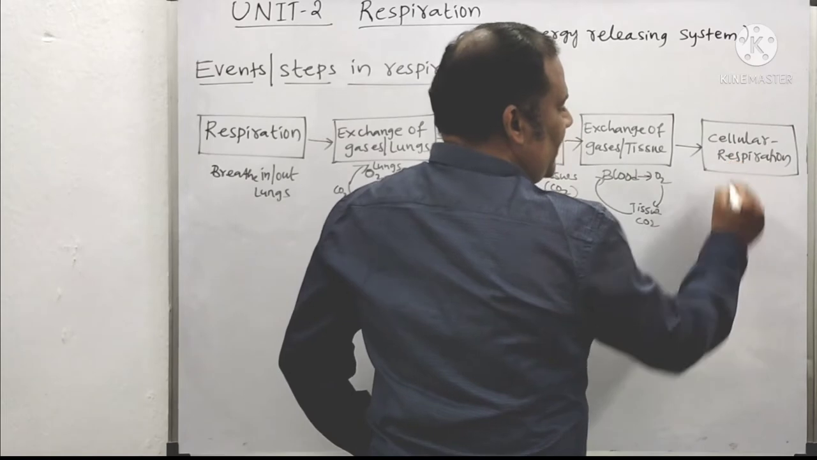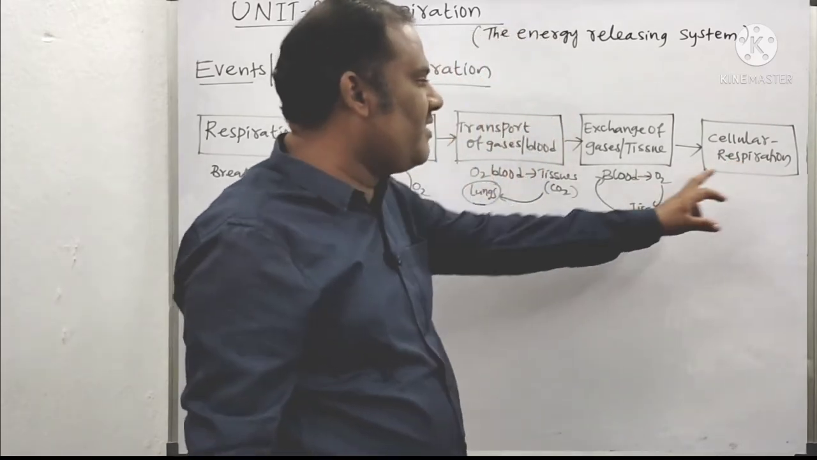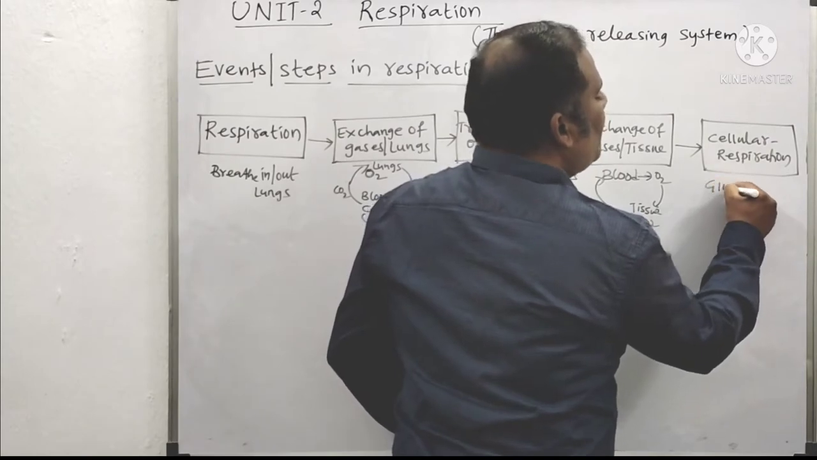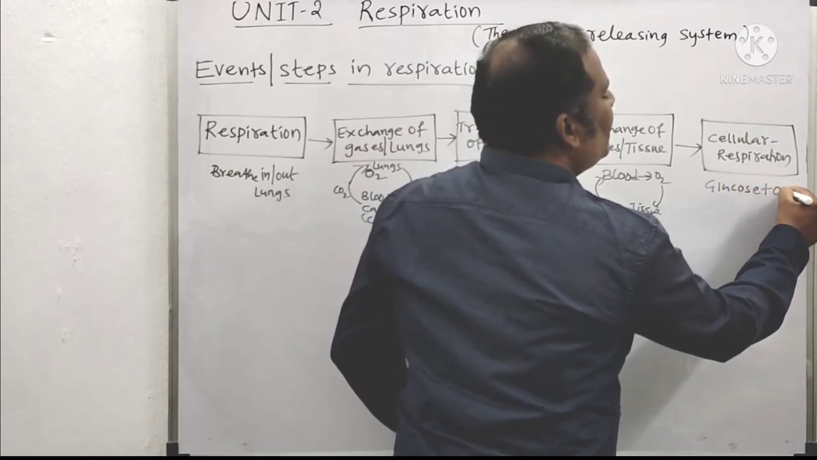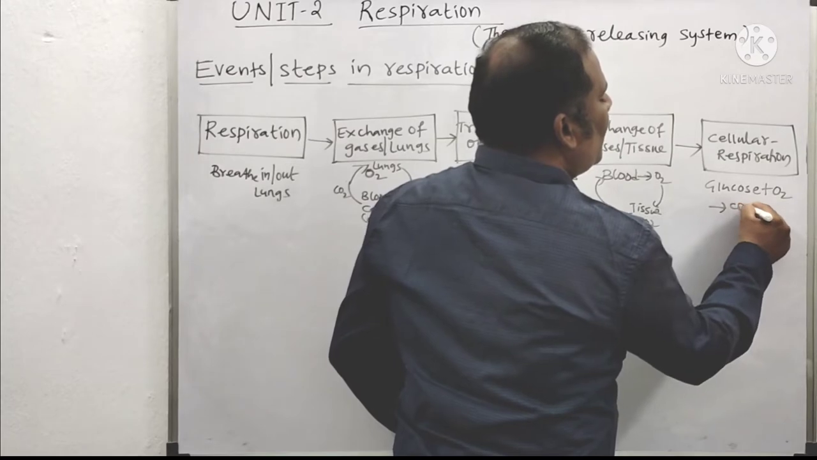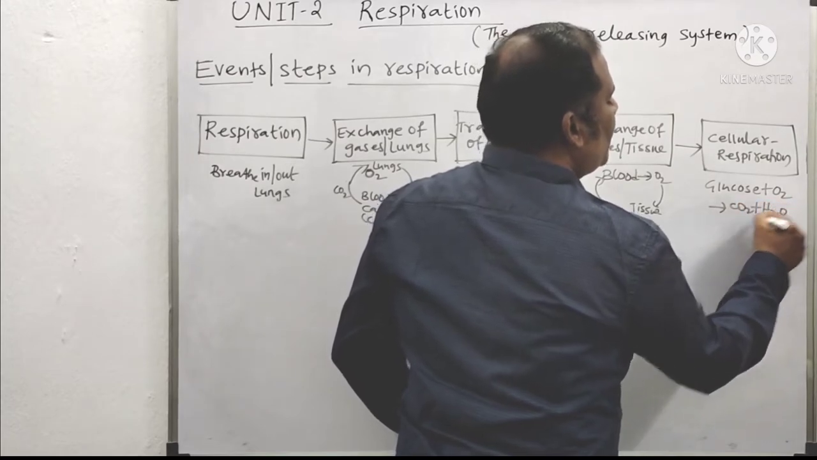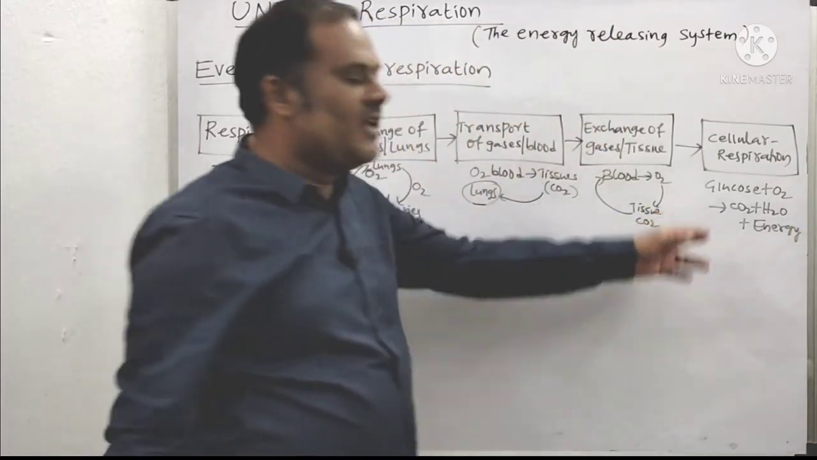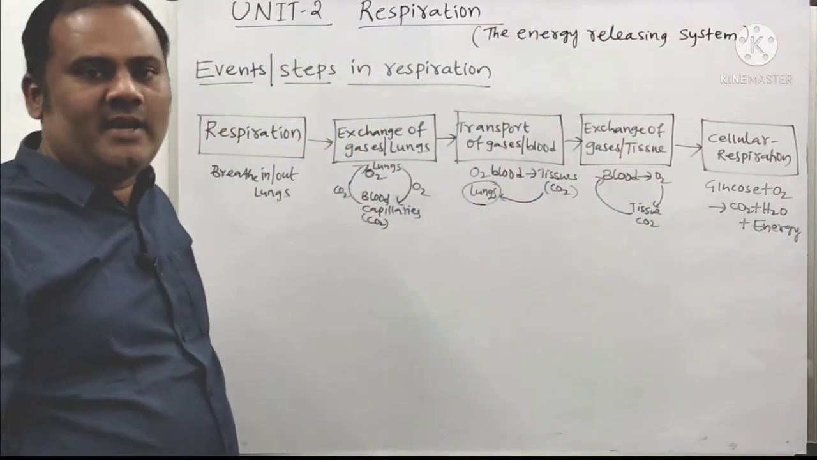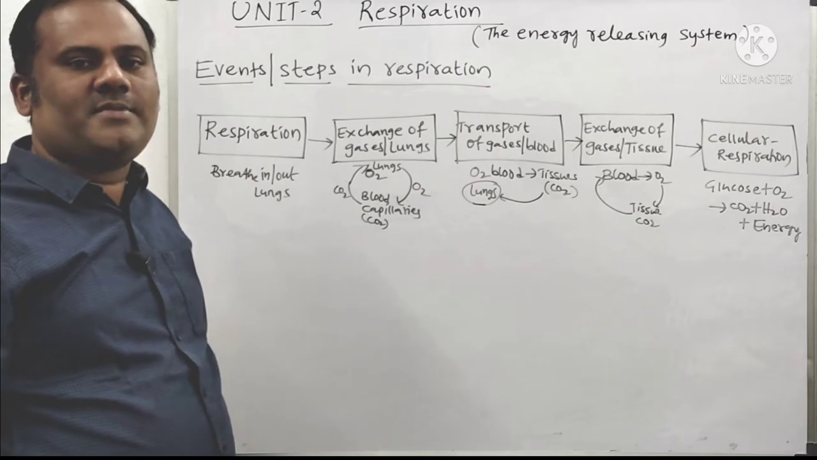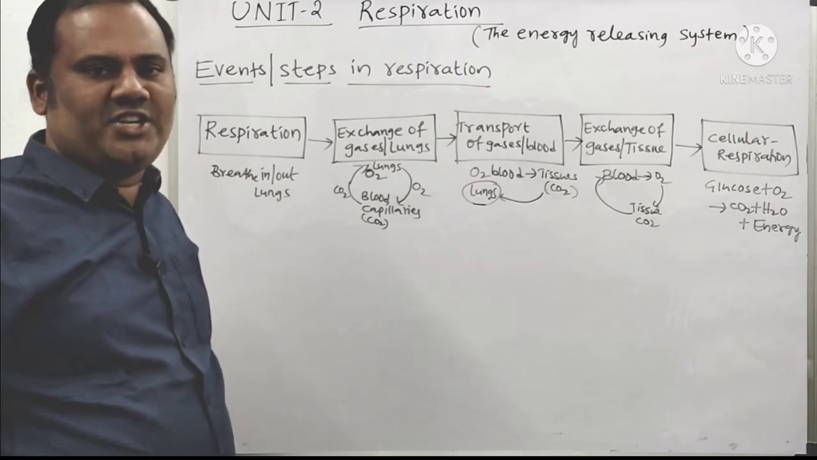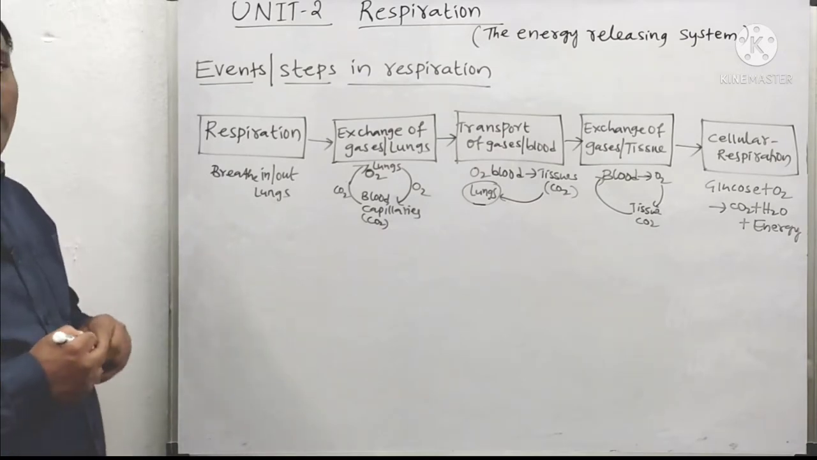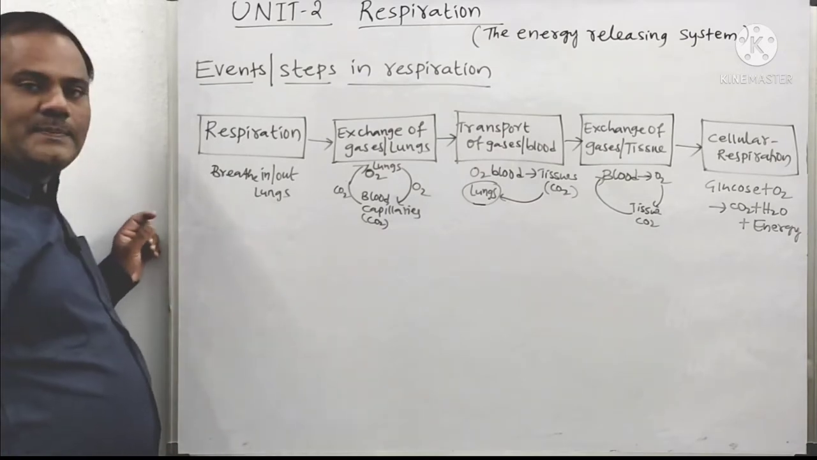Next, cellular respiration. In cellular respiration, what happens? The oxygen which came into the cells or tissues will react with simple molecules like glucose, and they give us carbon dioxide plus water plus energy. So in this cellular respiration, finally the energy is produced. So these are the five steps or events occurring in respiration.